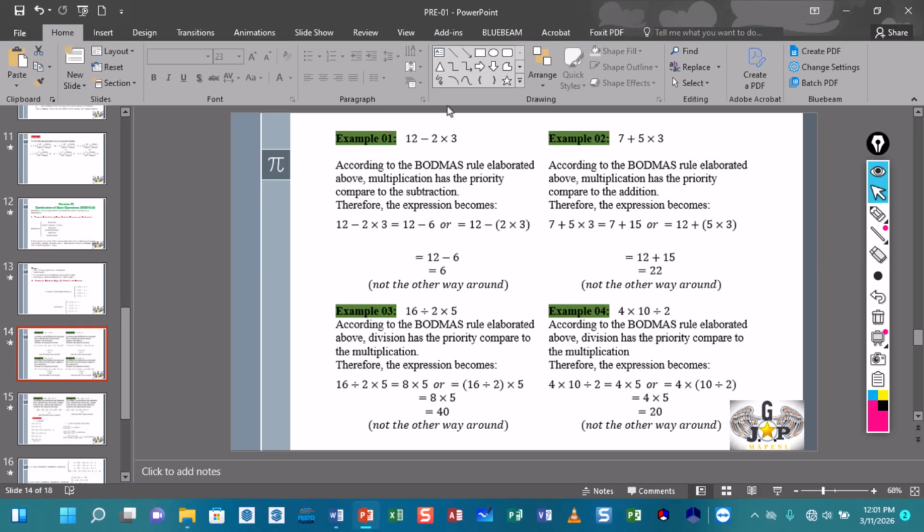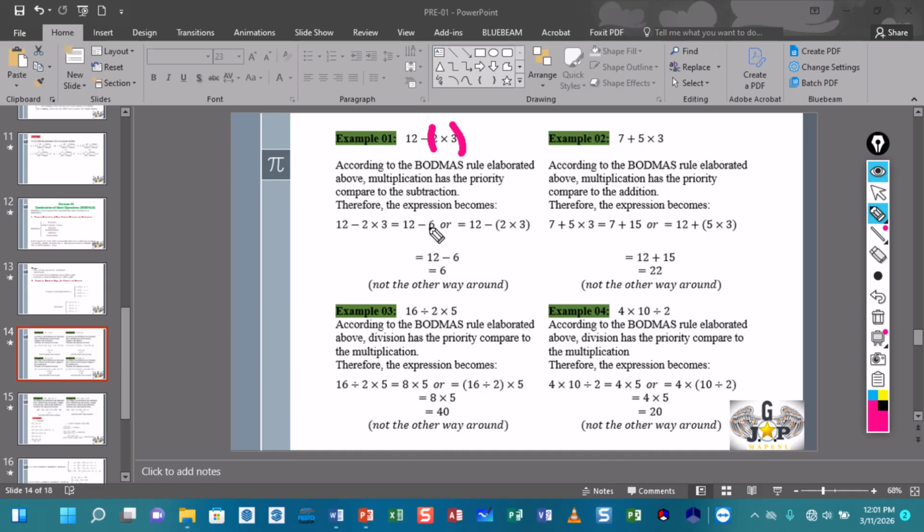As you can see, we have two operators here. We have the subtraction and we have the multiplication, right? There are two of them. According to the rule of BODMAS, the M comes before the A. M for multiplication, A for addition. So I'm gonna start by solving this by putting a parenthesis here.